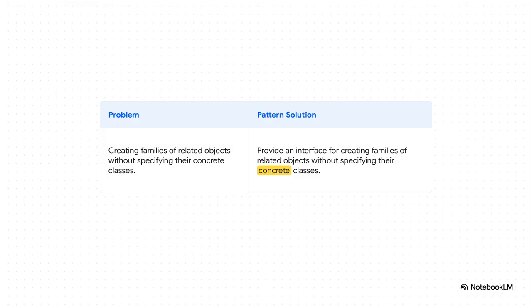Instead of your code asking for a specific kind of button, like a Mac button, it just goes to a factory object and says, hey, create a button for me. All you have to do is tell the app which factory to use right at the beginning. Are we using the Mac factory today or the Windows factory? And then that factory takes care of creating the entire family of widgets that all match. The best part? Your main application code stays totally clean and completely clueless about which look and feel it's even running.